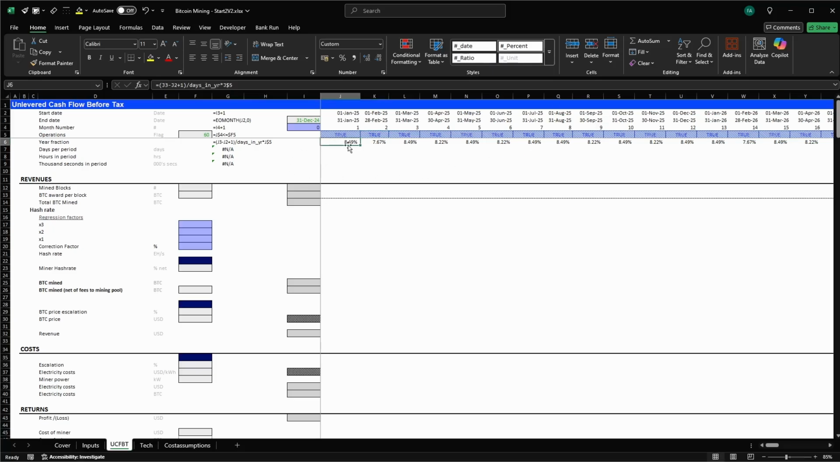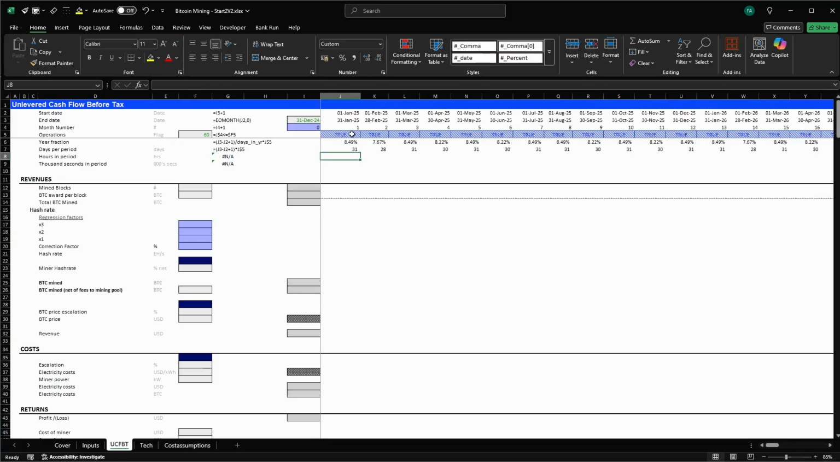Then what else? We have the days in period. That's pretty easy. It's going to be the end date minus the start date plus 1. I also want to make sure I flag this, so multiply by the flag, F4 twice to anchor properly, copy and paste across, and here we go.